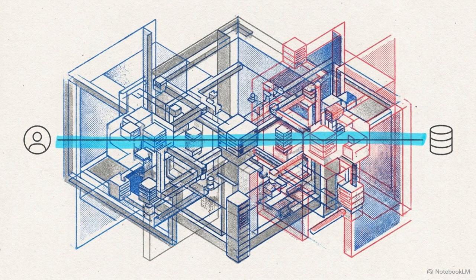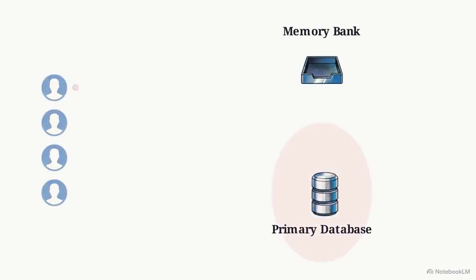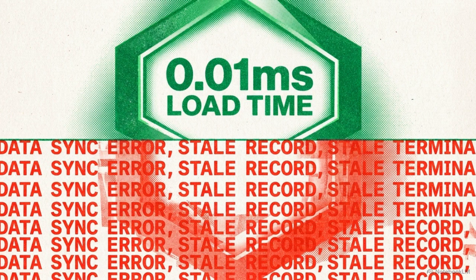To avoid unnecessary work, engineers use a shortcut called caching. Instead of asking the database to compute the same complex math a million times a second, the system calculates it once, stores the result in a temporary memory bank, and serves that pre-computed answer to everyone else. While this feels like an engineering superpower, it introduces a dangerous vulnerability.